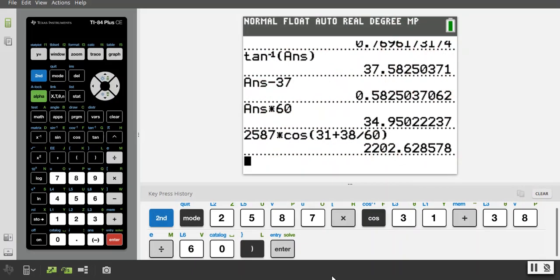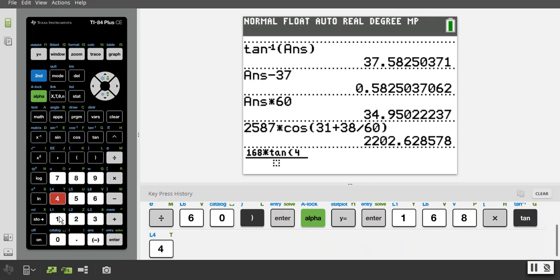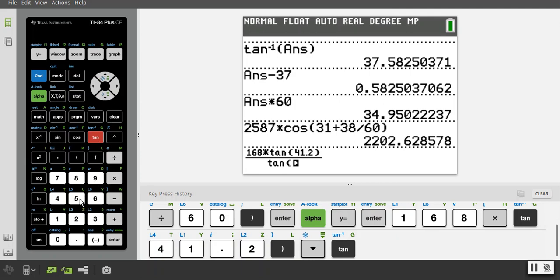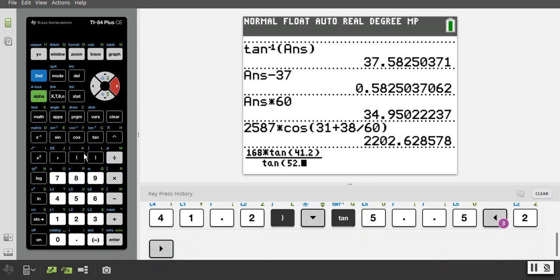So let's do, I think it's like this. So 168 times tangent of 41.2, and then you have the difference of the two. So tangent of, let's see, 52.5. And then you just close it.